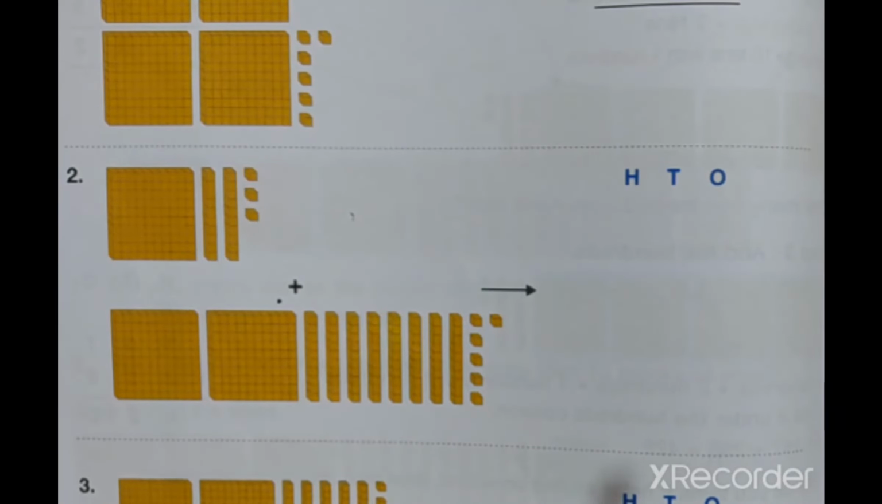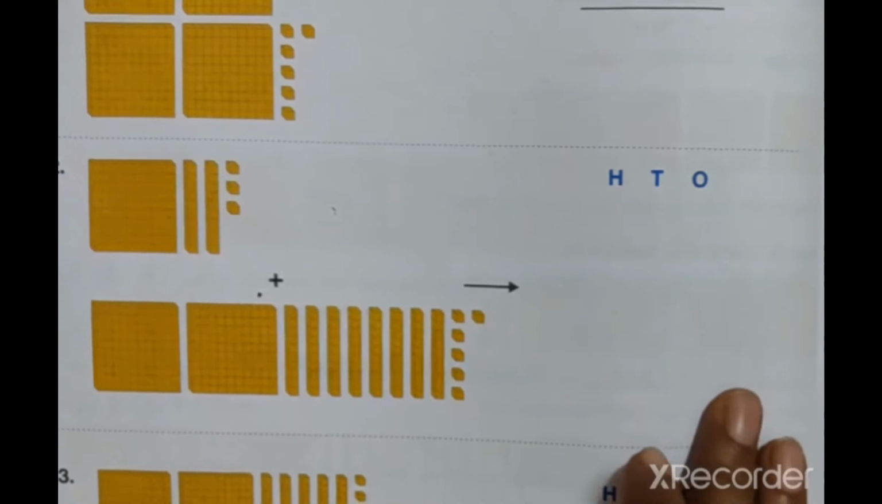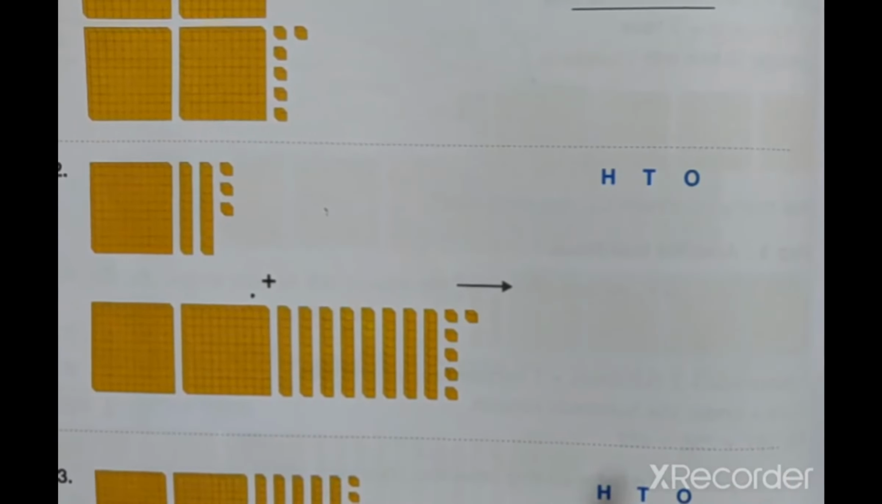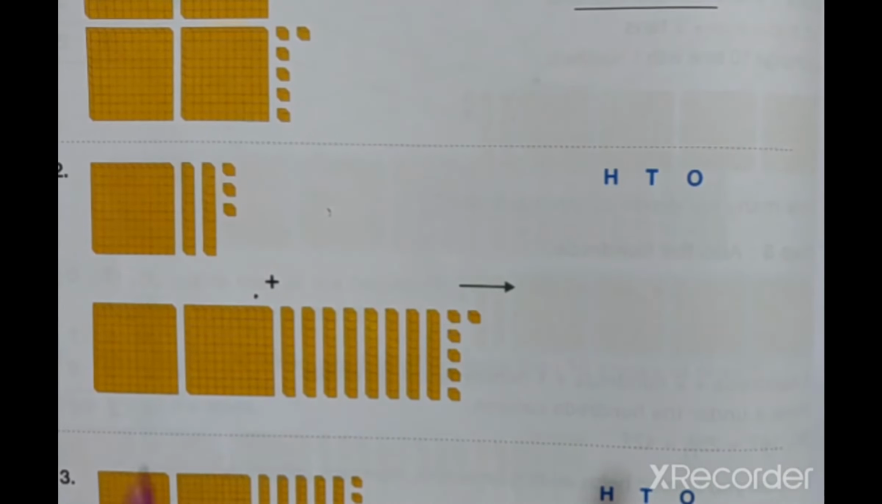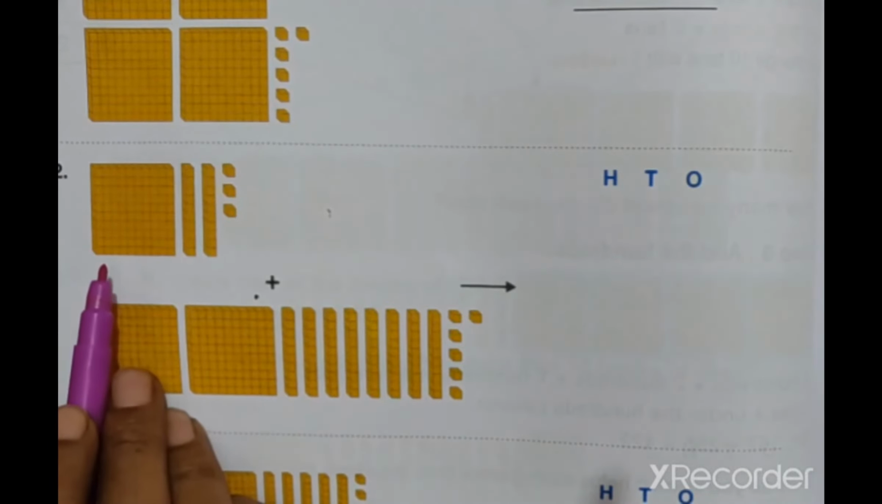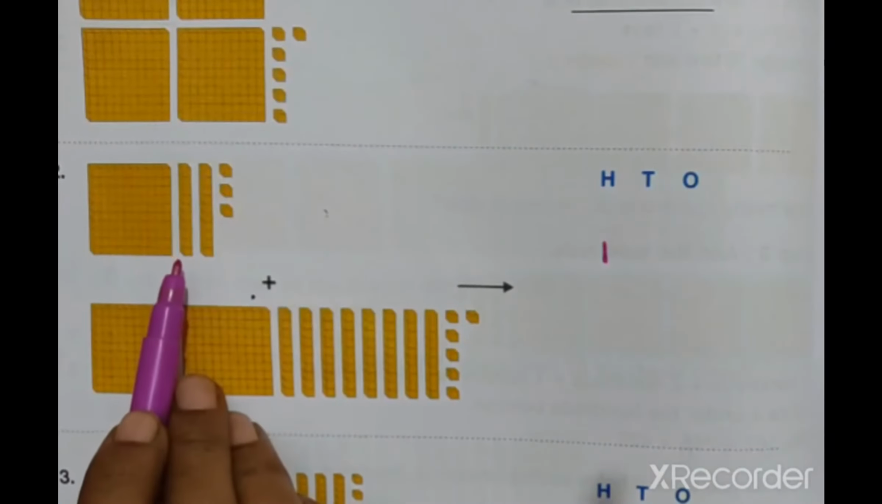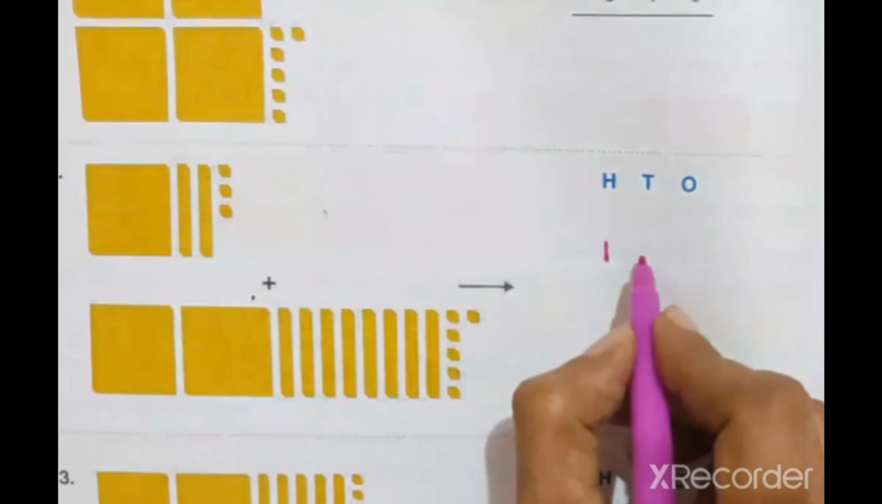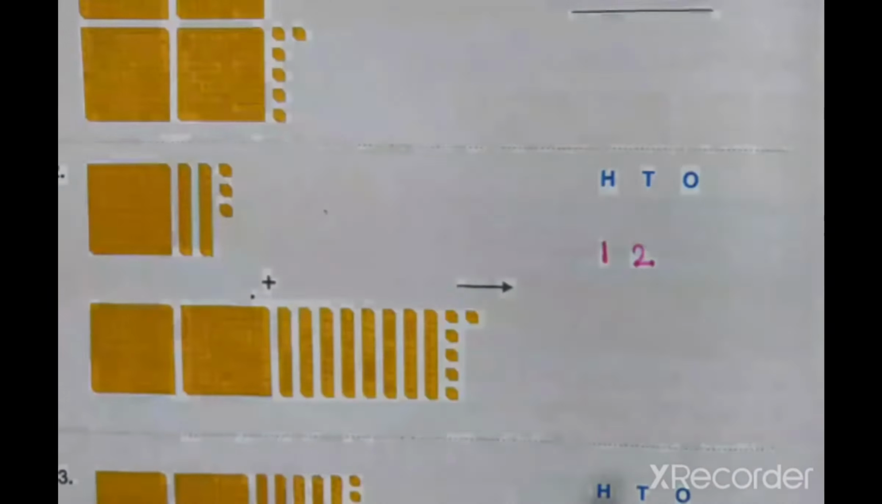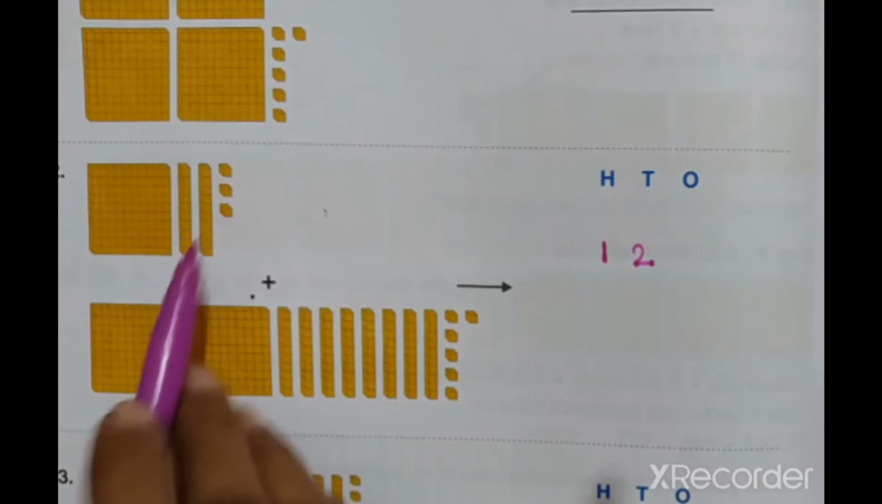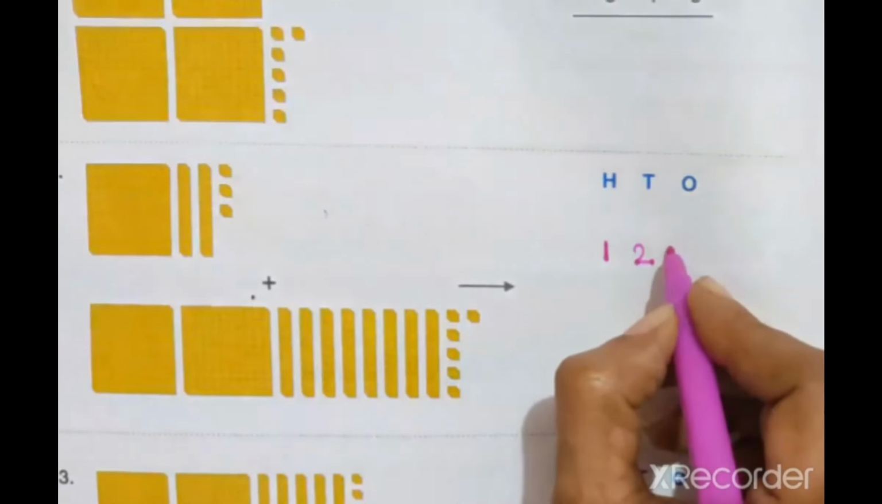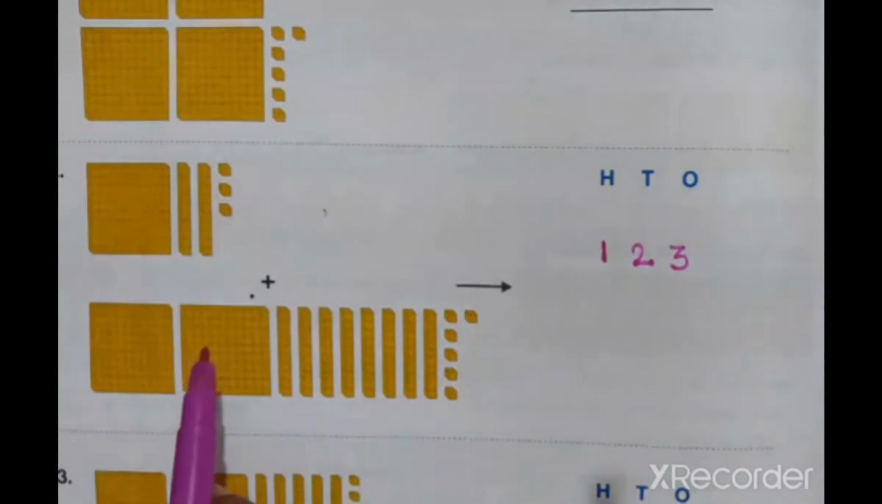Open page number 72. Add the following using Diane's blocks. One example has been done for you. Now we will see the next example. Here is one block of 100, so we write 1 in the hundreds column. Then here 2 blocks of tens, so write here 2, and then 3 blocks of ones. So write here 3.